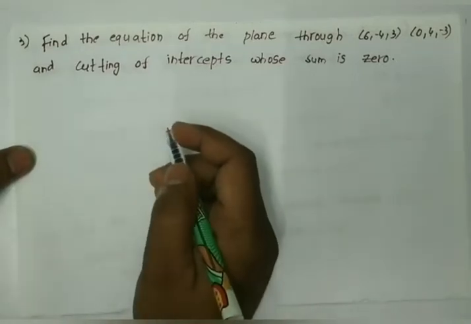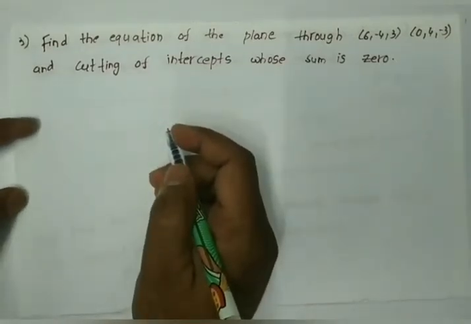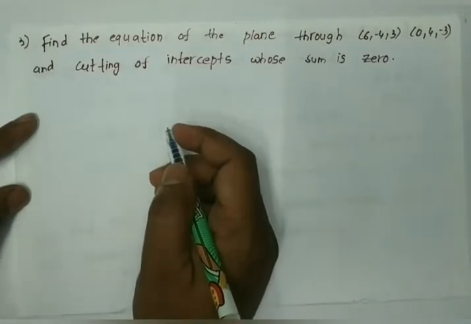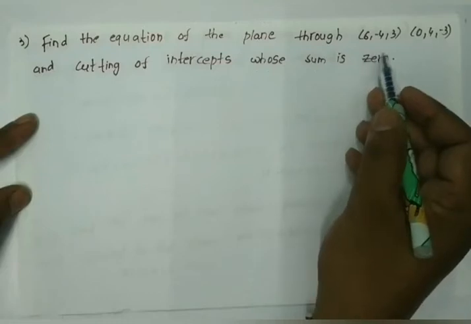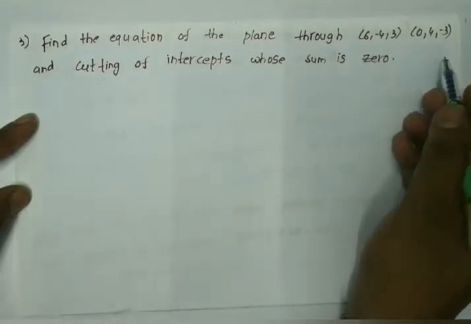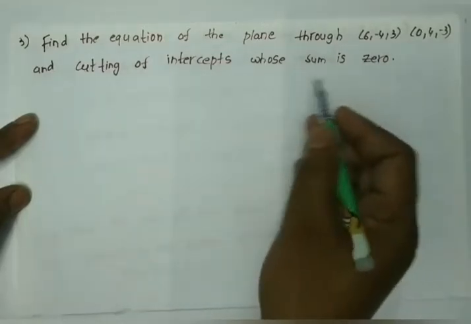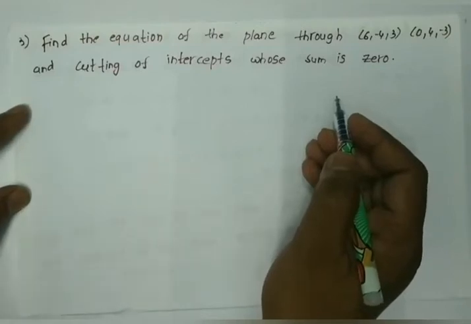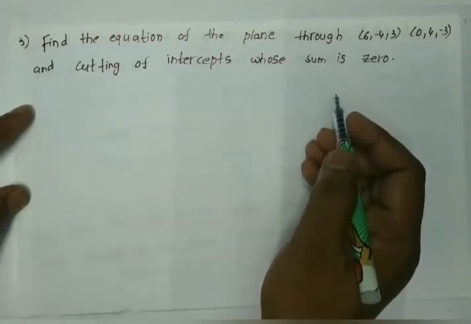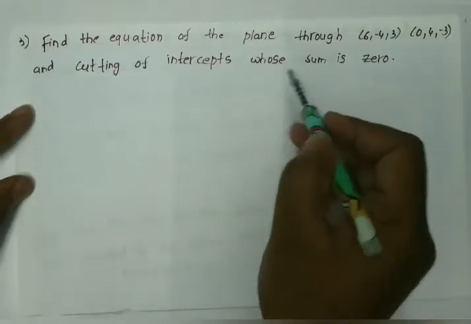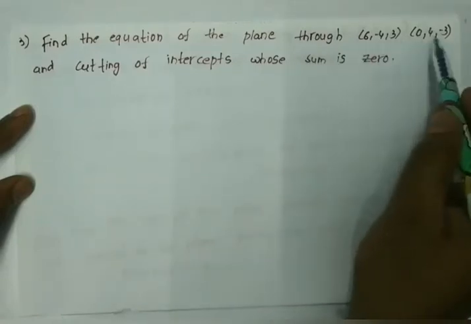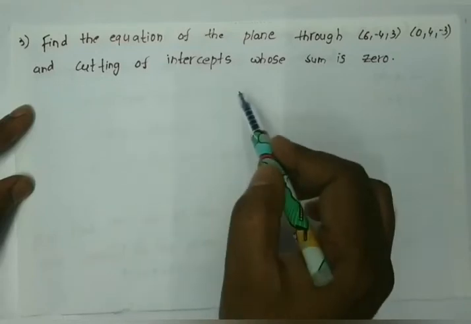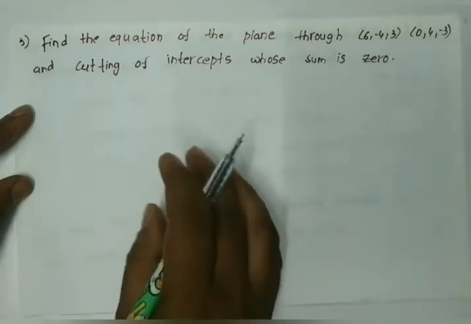Okay, now let us discuss problem number 3 in third Roman. So what is the problem? Find the equation of the plane passing through the points 6, minus 4, 3 and 0, 4, minus 3 and cutting off intercepts whose sum is 0. So here in this problem we want to find the equation of a plane which is passing through these points and cutting off intercepts whose sum is 0.